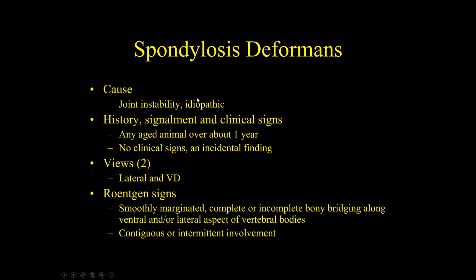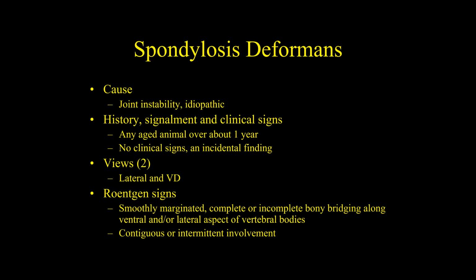Spondylosis deformans is present in probably 90% of all dogs and probably 70% of all cats that are greater than a couple of years of age. Typically, spondylosis is idiopathic. We don't know exactly why it forms, but it may have something to do with joint instability between 2 adjacent vertebral bodies, okay? It can happen in any animal over about 1 year or 2 years of age. And typically spondylosis deformans is an incidental finding and shows no clinical signs at all.